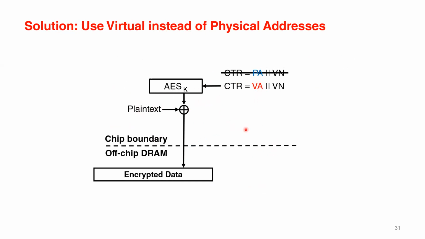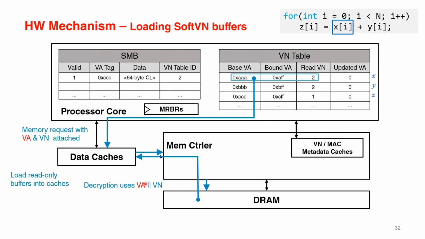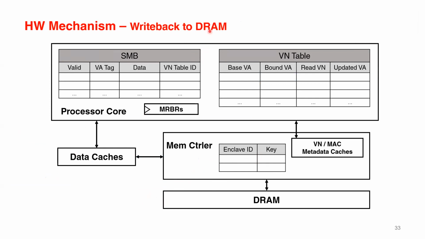There are two types of operations to the DRAM, reads and writebacks. For reads, we can just attach the VA to the memory request, just like we did with the VNs, and the virtual address will be used in the decryption mechanism, just as the VNs were used. Moreover, to avoid cryptographic leakage, we have to use a new key for each enclave, because VAs can repeat across different enclaves. For the other operation, DRAM writebacks, the VA has to come from some other place, because the software may not be running at the time of the writeback.